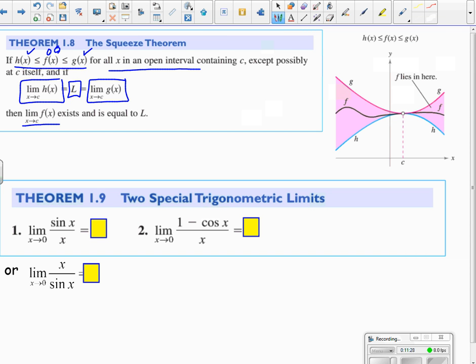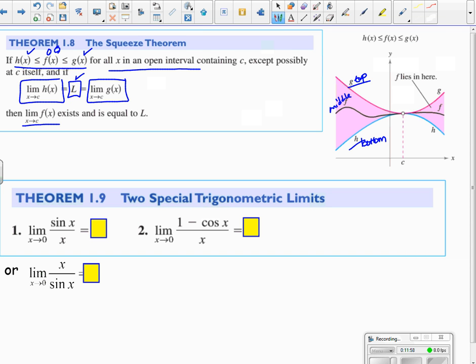The graph is probably the easiest way to see these. So here's my top function, my greater function. Here's my bottom function, always less than or equal to my function f, which is the middle function, the one I'm interested in. And so by the squeeze theorem, I can predict what the g function does, and I can predict what the h function does, and I can also identify what their limits are.